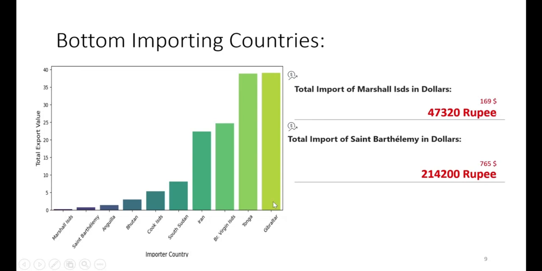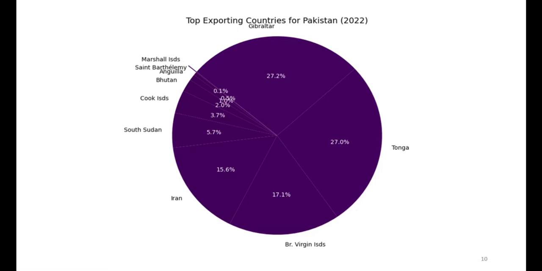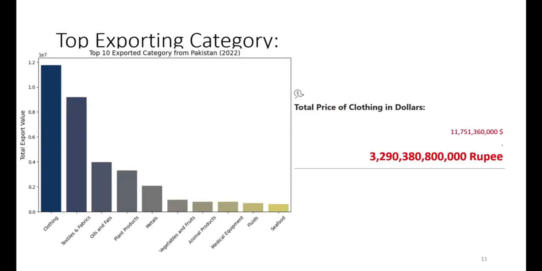And then China. Here are the bottom 10 importers from Pakistan, and here are their country names and their values in rupees and then dollars. These are the percentages that show the range in which the bottom-most countries lie. And this graph shows the top 10 categories of Pakistani exports, in which the first is clothing, then textile and fabrics, then oils, and so on. And here is the total revenue earned by Pakistan by exporting the category clothing, which is around 11 million dollars, and this is the $11 million in Pakistani rupees.